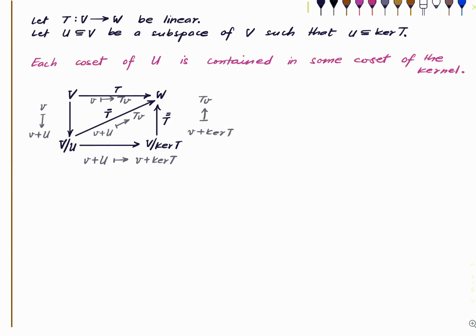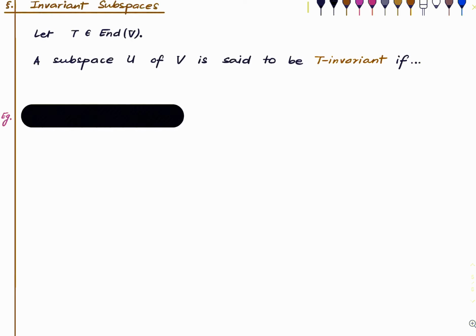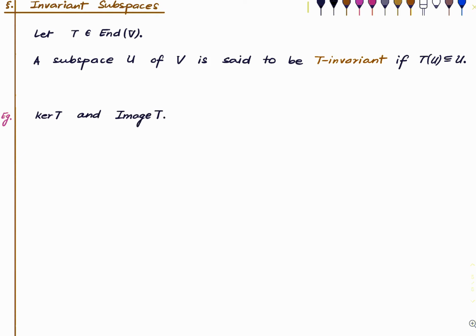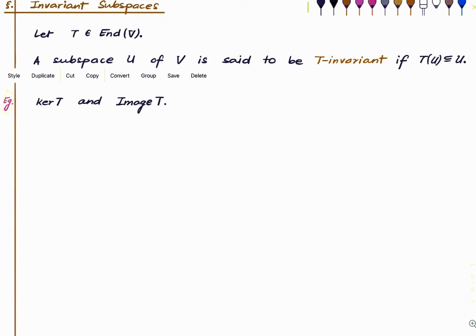Okay, so let me finish with one more concept. Fix an endomorphism, not some linear map, but an endomorphism of a vector space. We say that a subspace U of V is T invariant if the image of U under T is contained in U. That's the definition. Very simple. Let's see at least two examples. The kernel of T and the image of T are both T invariant, as you can easily verify.